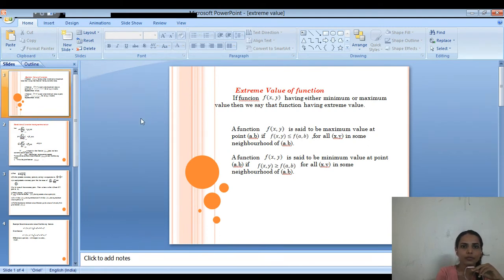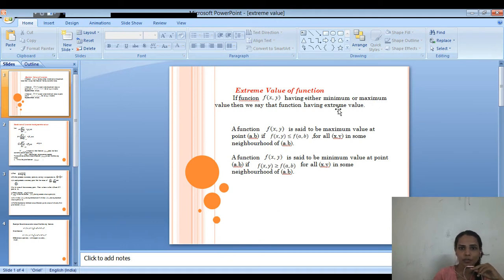Today we are going to discuss the extreme value of a function. What is the extreme value of a function? If your function f of x y has either a minimum or maximum value, then we say that the function has an extreme value. It means that the function has a minimum value or maximum value.